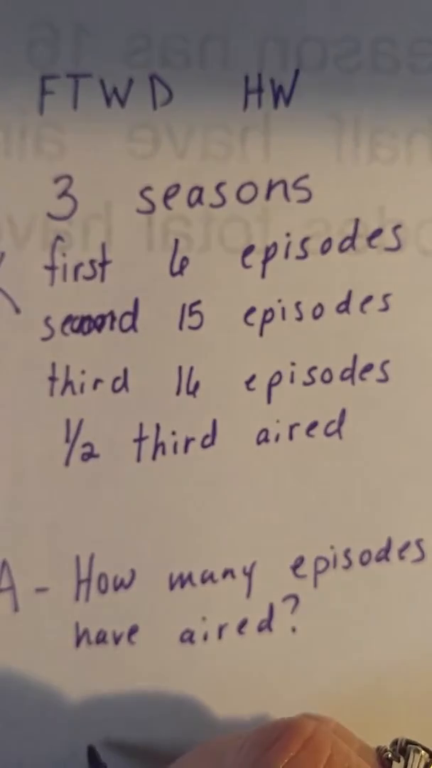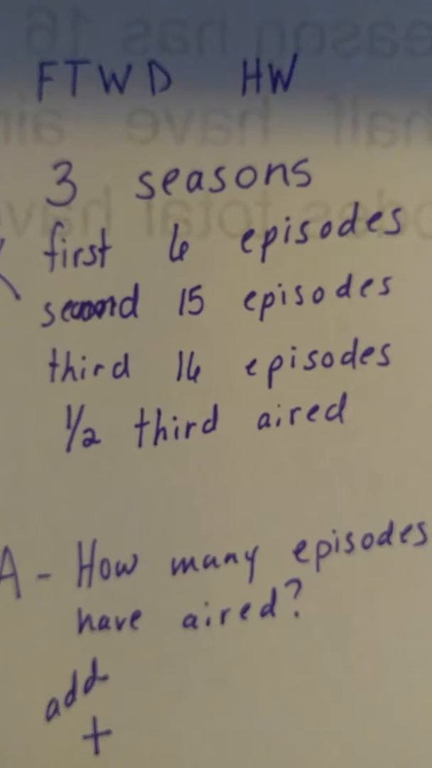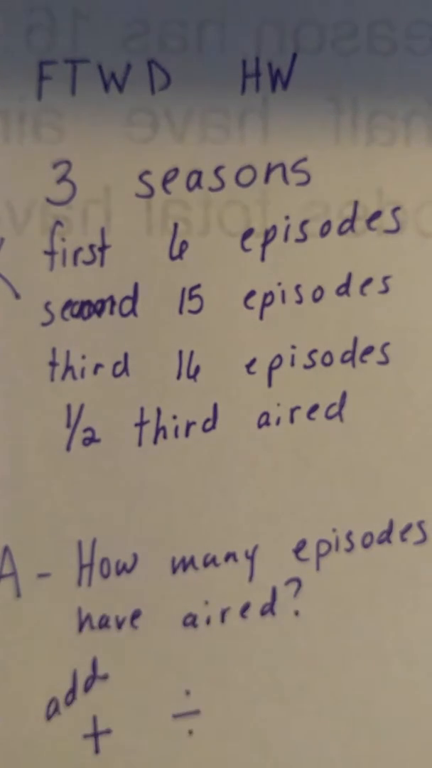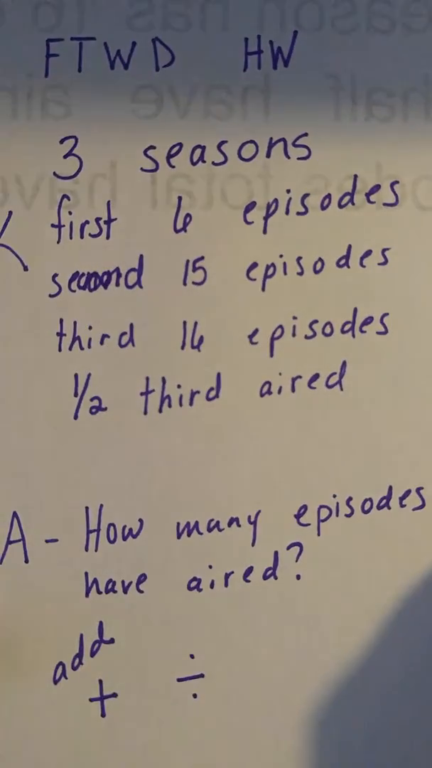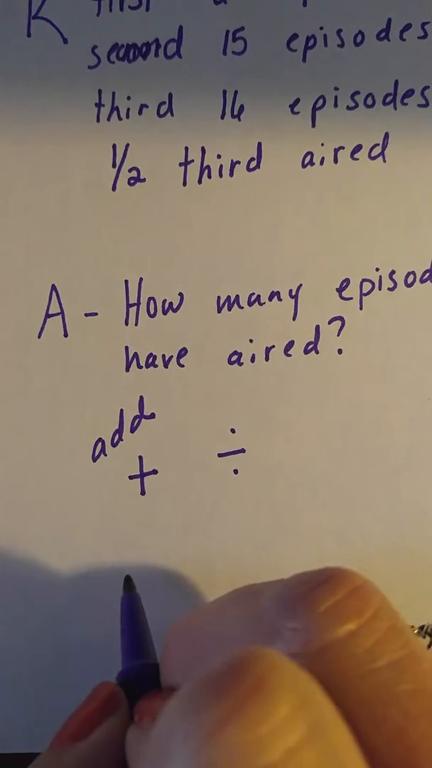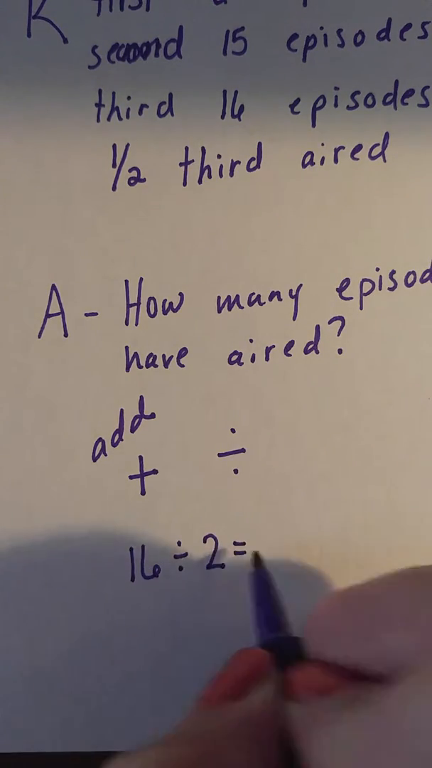But I do know that I do have to add, and I have to figure out how much of the third season. So adding is one operation. So this is a multi-step word problem. I could figure out, so what I would start with, and then it could either be division or multiplication if you multiply by a half. Either way, the student should be able to do this because these are all third grade concepts. So here we go. So I need to figure out half of the third season, and I could divide by 2.